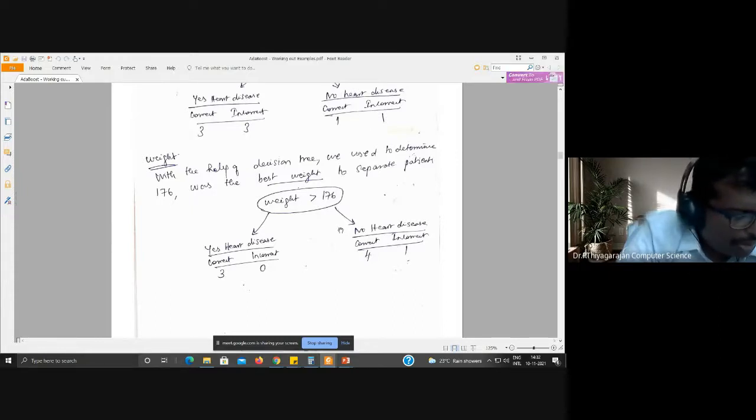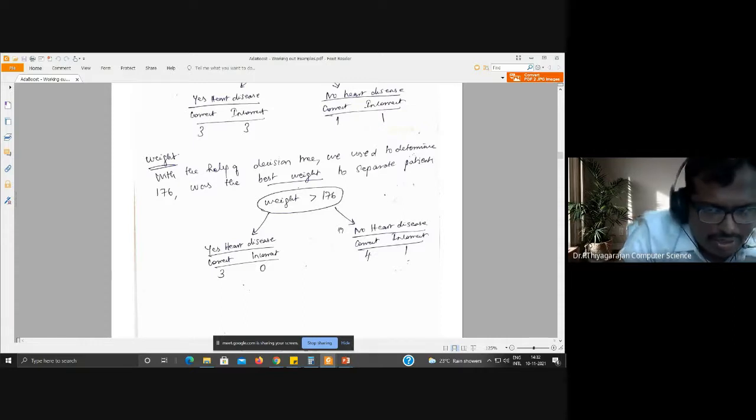So 3, yes. If the weight is greater than 176, you put yes in that column and the categorical as yes. So if the weight is greater than 176, you have heart disease for 3 people and incorrectly classified as 0. Am I right? Can I proceed?